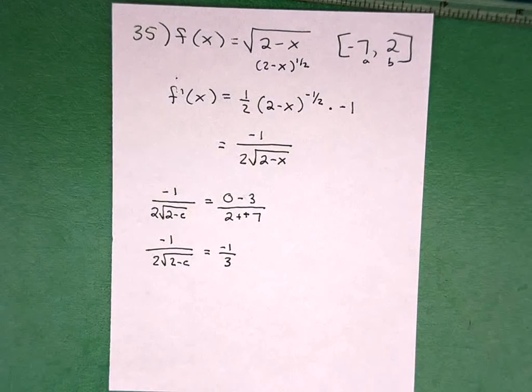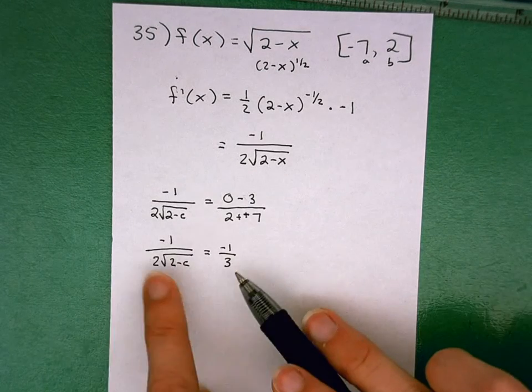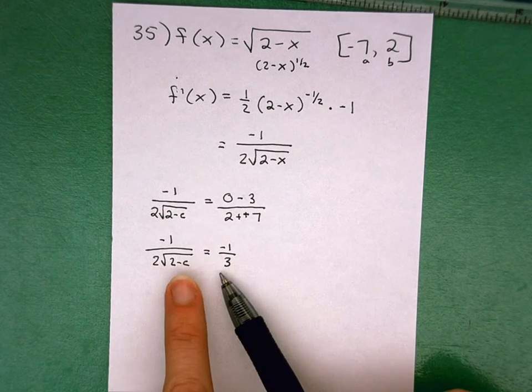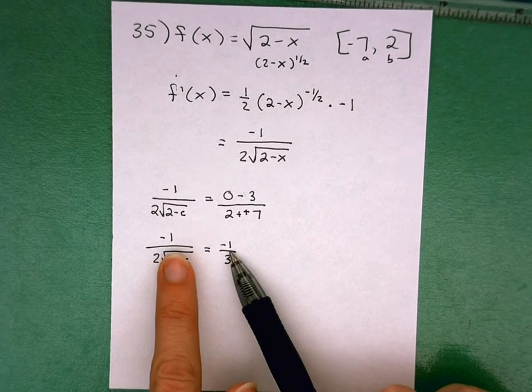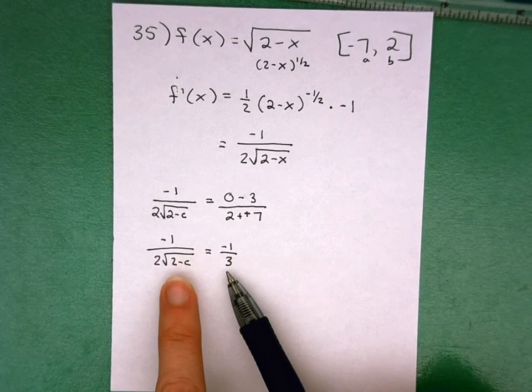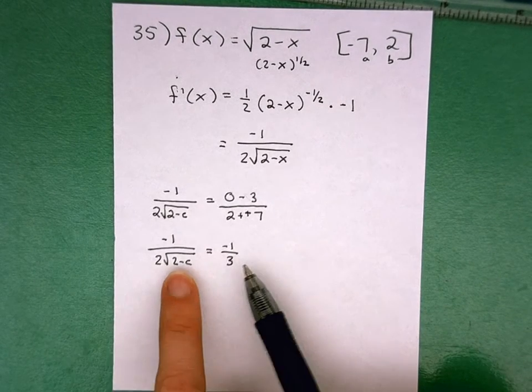There's a couple routes you can take for solving for c at this point. You could do a cross product. You could multiply both sides by 3 and multiply both sides by 2 root 2 minus c in order to get those out of the denominator. But I'm going to take a different route. If these two fractions are equal, well, the numerators are already equal, right? They're both -1. So I'm really only concerned about making that denominator equal, right? Because if this guy equals 3, then I'm good to go.